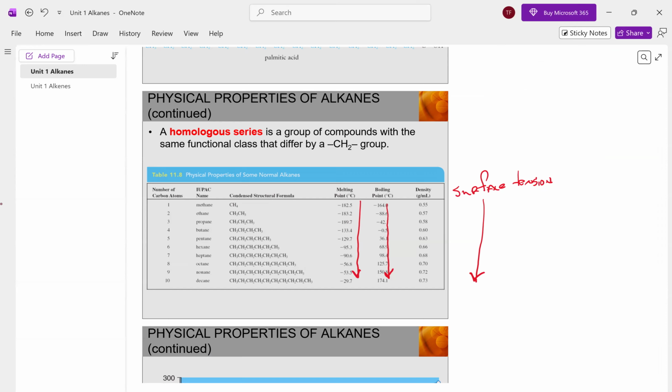And this is true for any series of molecules. Now, this chapter is on alkanes, so we're talking about alkanes here, but this is going to be true for alcohols, ethers, aldehydes, ketones, fatty acids, esters, amines, amides. They're all the same. The longer they get, higher boiling point, higher melting point.